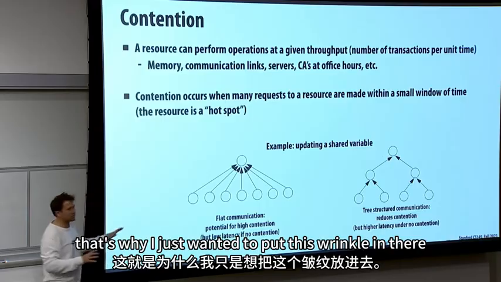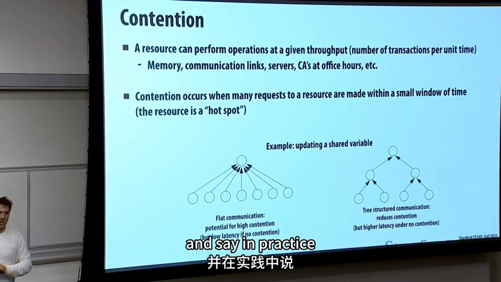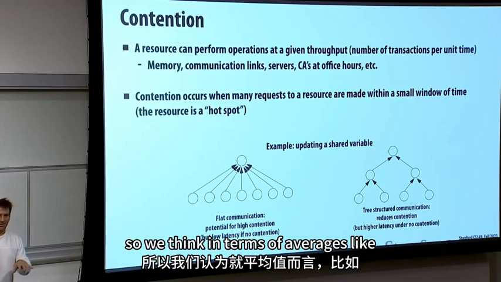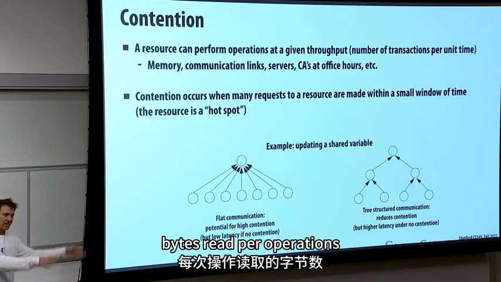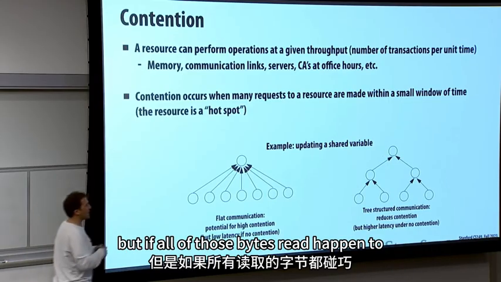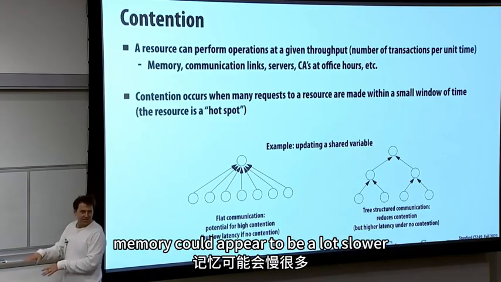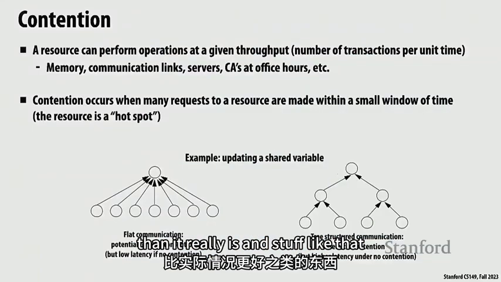So that's why I wanted to put this wrinkle in there and say that in practice, in many systems, there's not a lot of contention. So we think in terms of averages, like bytes read per operation. But if all of those bytes read happen at the same time, memory could appear to be a lot slower than it really is.